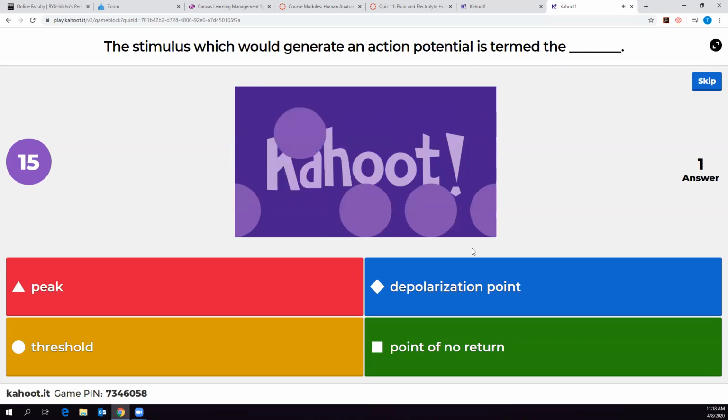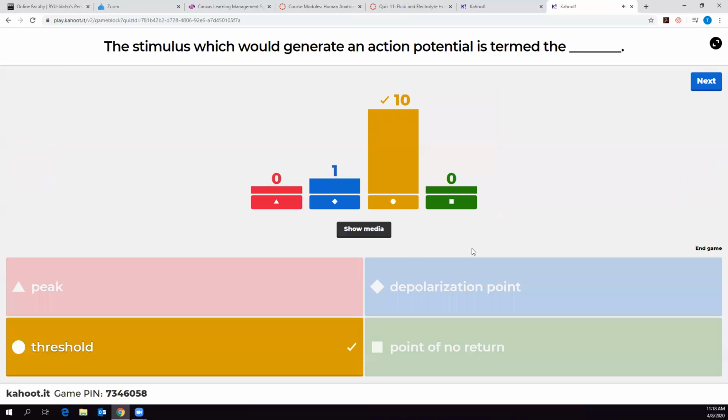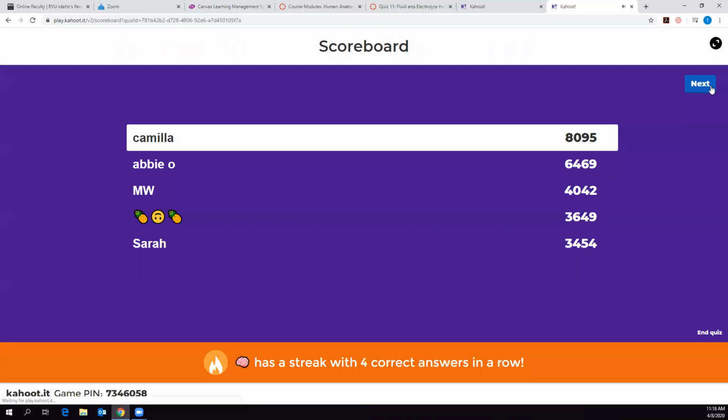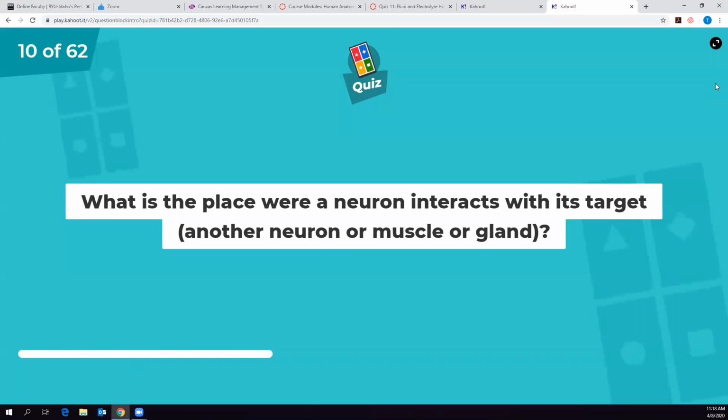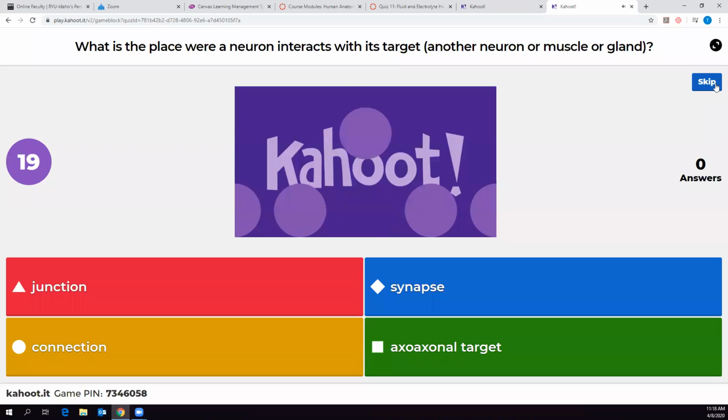The stimulus which would generate an action potential is termed the, so what generates an action potential? It is a threshold stimulus. Good job. Okay. Here we go. All right, what is the place where a neuron interacts with its target? So another neuron or muscle or gland. So what's that place called?